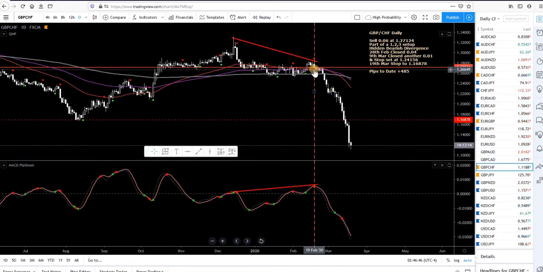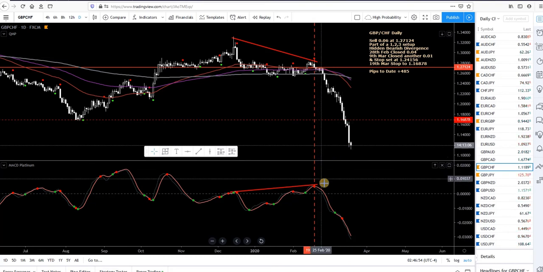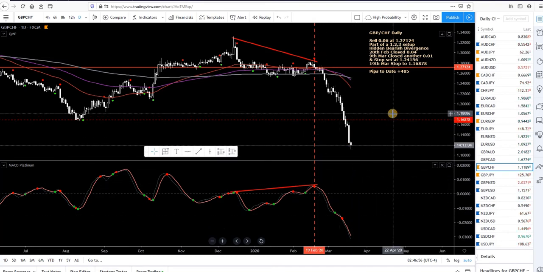Pound Swiss in a sell all the way back here. It's a huge mover. It's a big move. And today I've just moved my stop down, tightened it right up. This thing's just fallen off a cliff and I'm locking in profit.